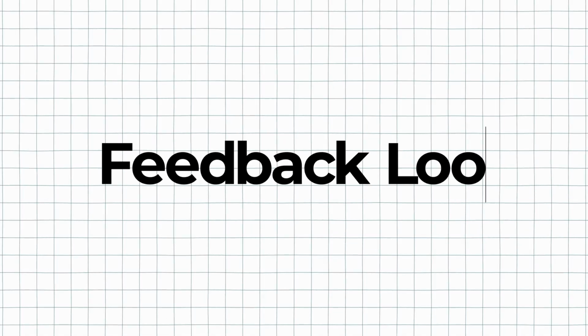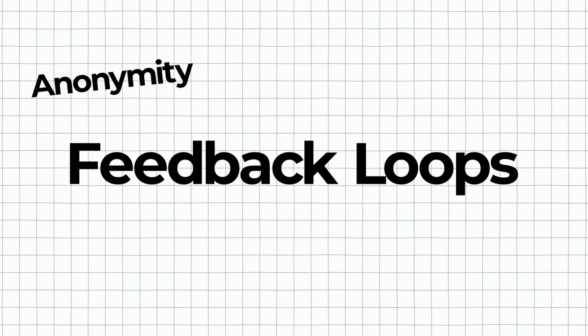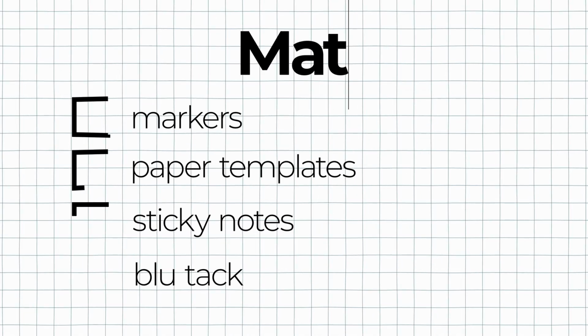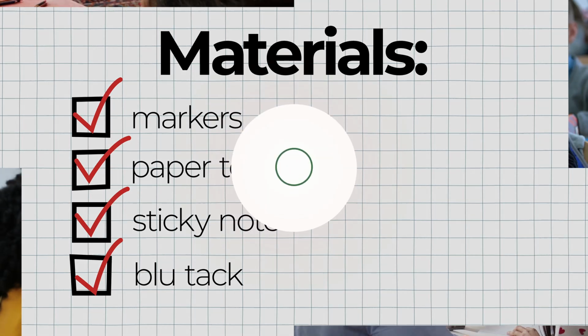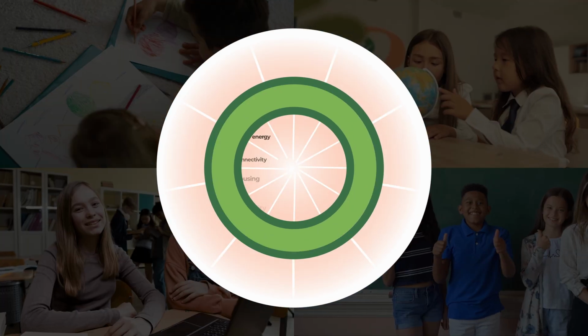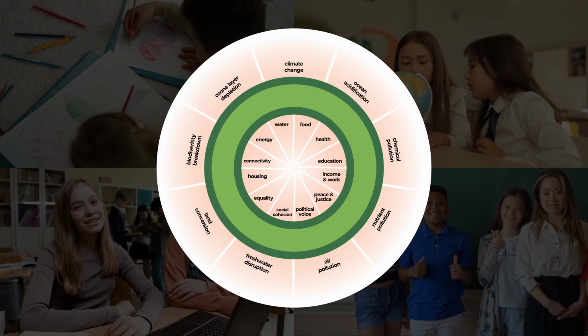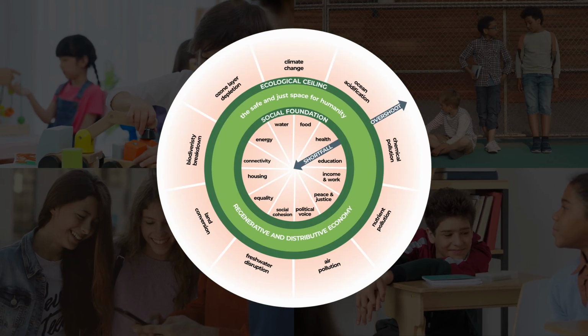We also suggest creating feedback loops with attention to anonymity, power dynamics, and safety, and having a materials list so you're ready before and during the session. By the end of using this tool, participants will be familiar with the donut, how to keep it in balance, and its dimensions, interrelationship, and new possibilities.